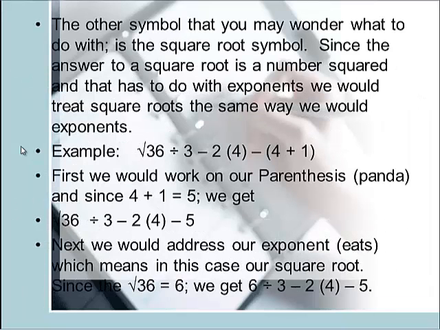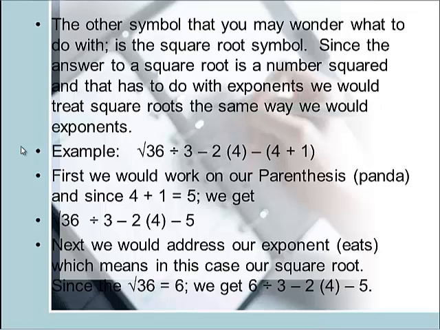The other symbol that you may wonder what to do with is the square root symbol. Since the answer to a square root is a number squared, and that has to do with exponents, we would treat square roots the same way that we would exponents. For example, the square root of 36 divided by 3 minus 2 times 4 minus 4 plus 1 in parentheses.